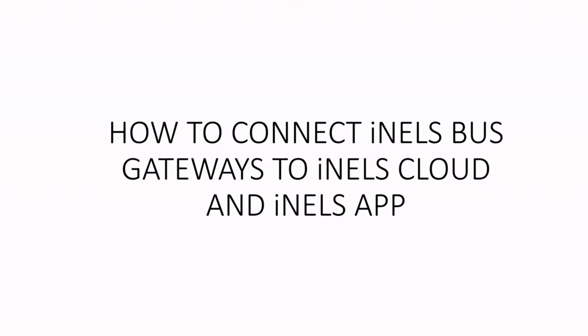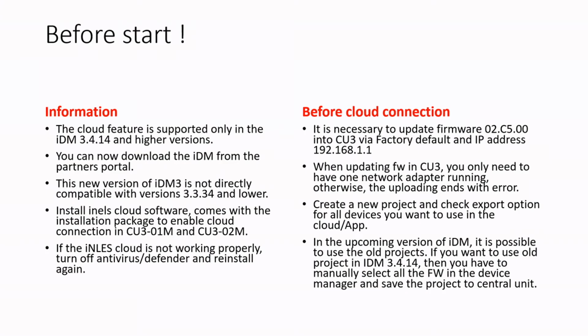Now we will see how to connect Inerts bus gateways, that is ELAN CU3-02, to the Inerts cloud account and use those devices in the Inerts application. Before you start, you have to note this information. The Inerts cloud feature is supported only in IDM 3.4.14 and higher versions. You can download the IDM from the partners portal.